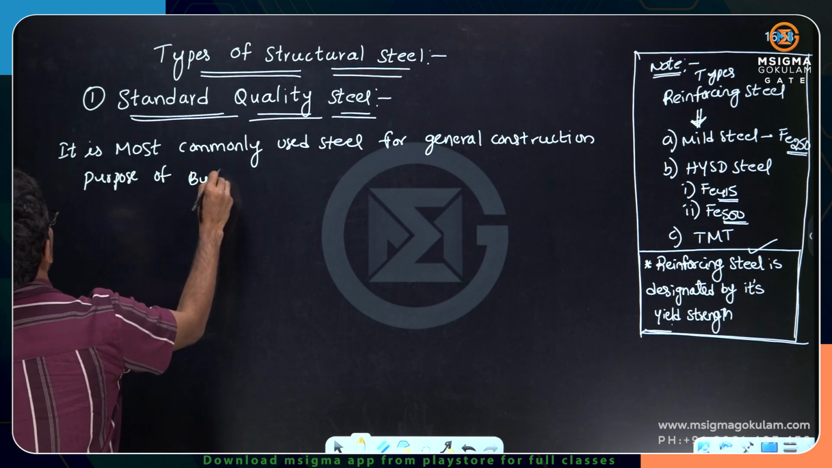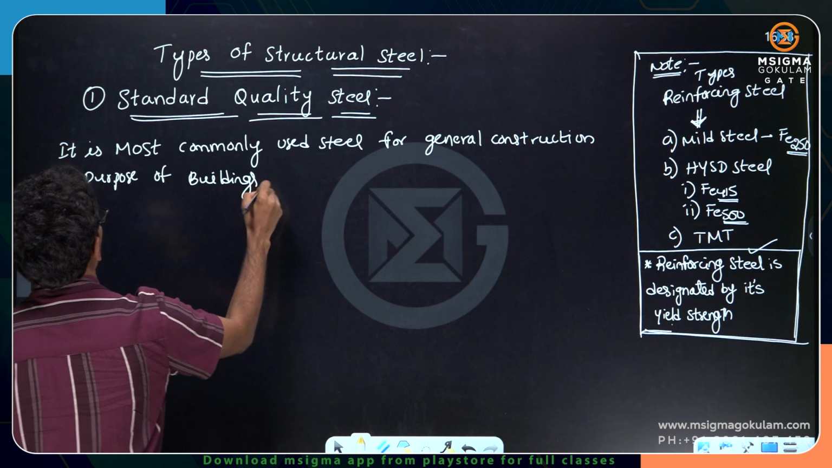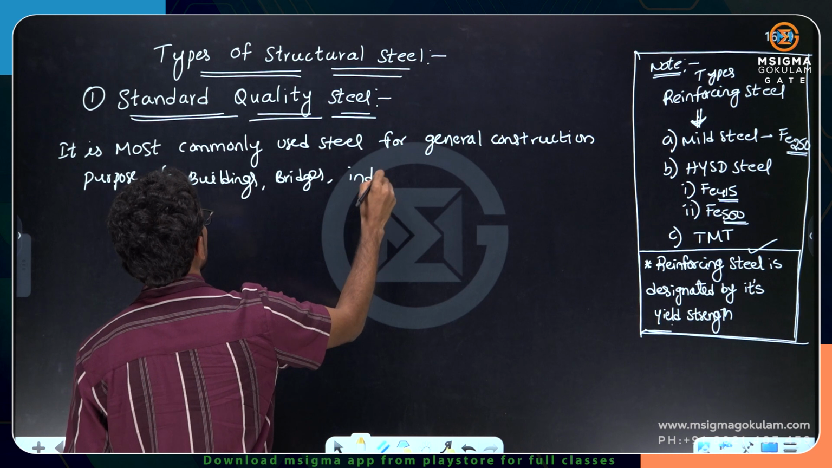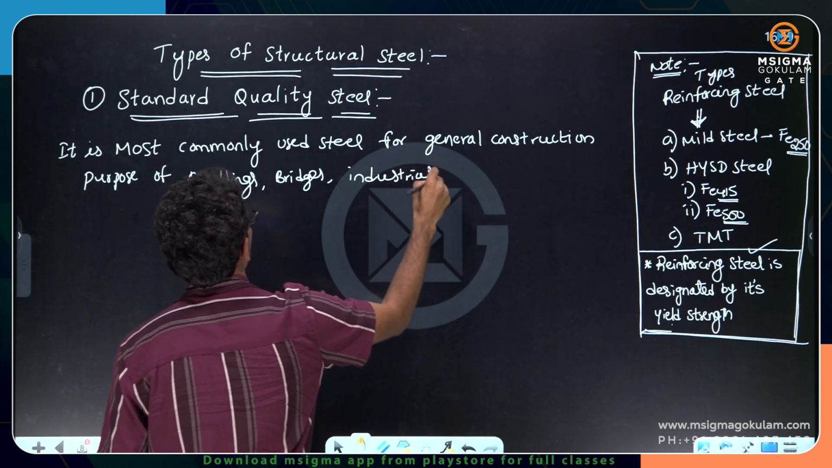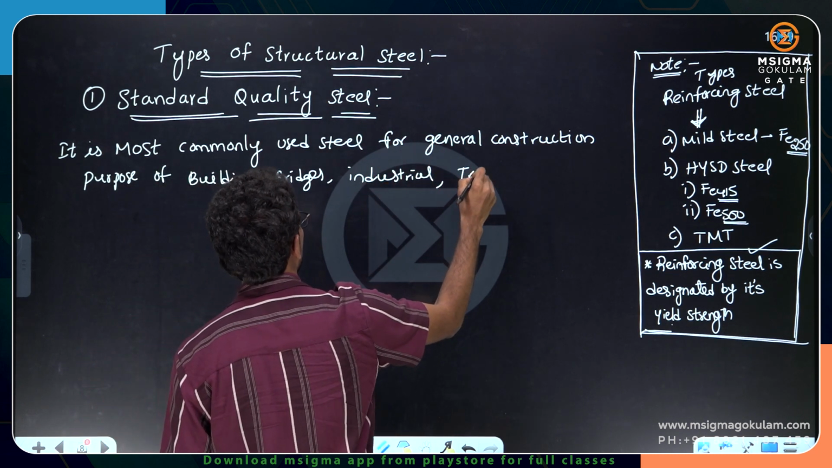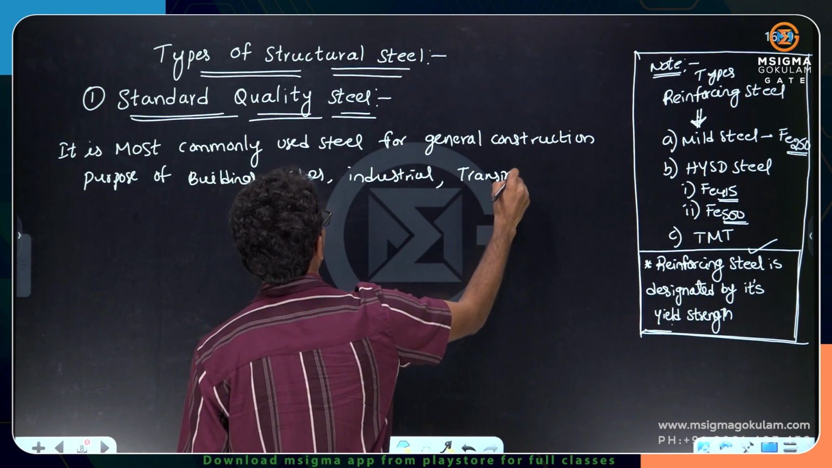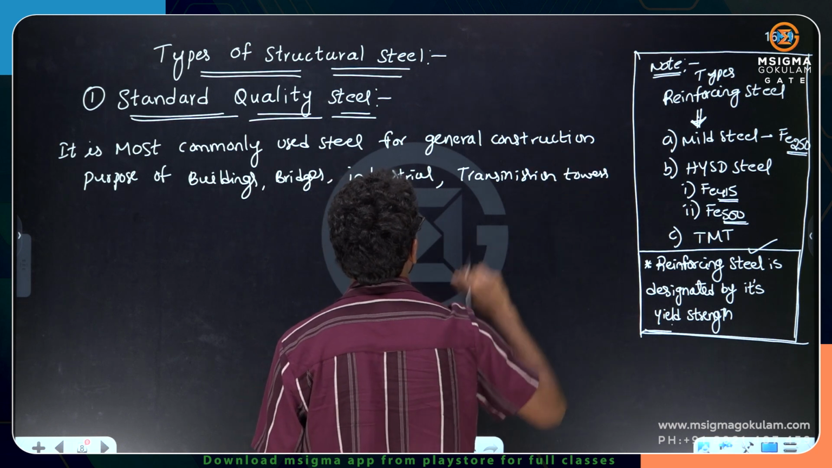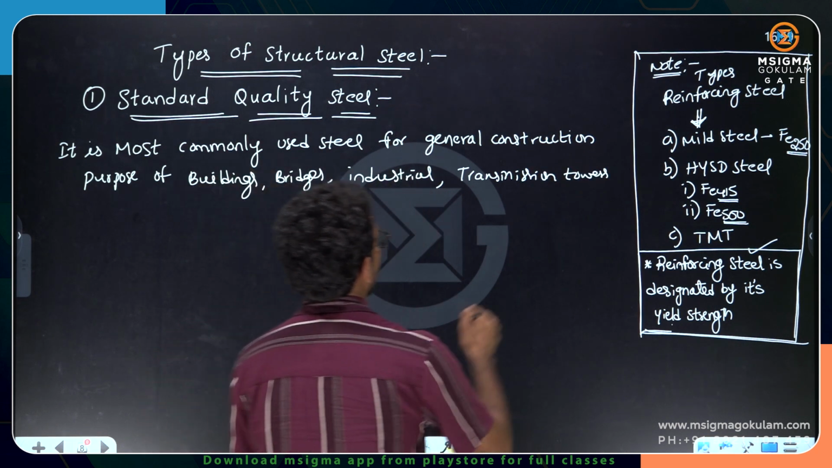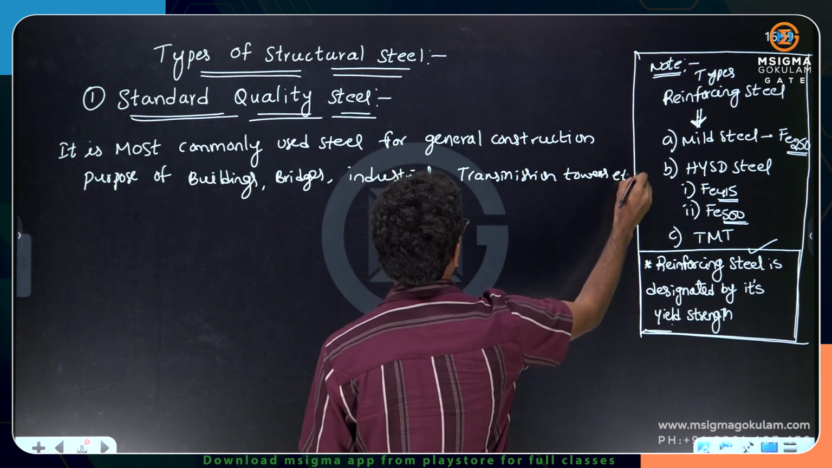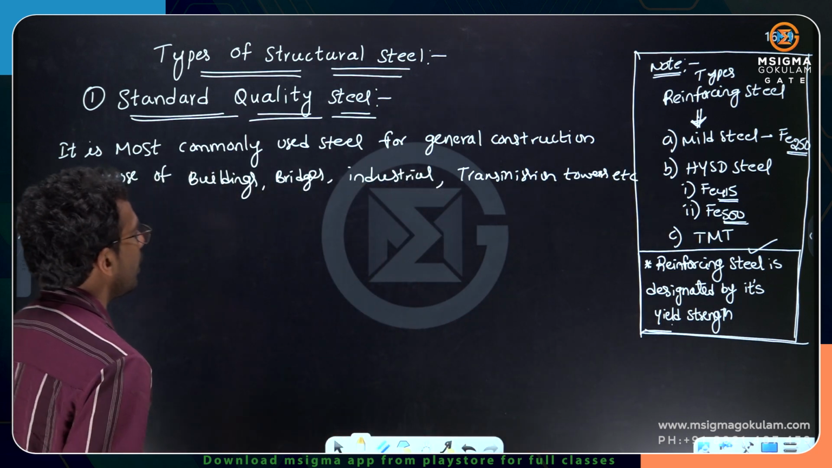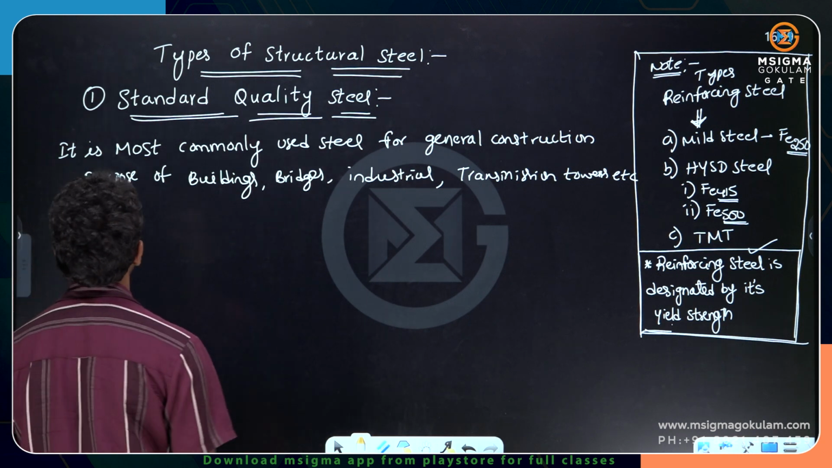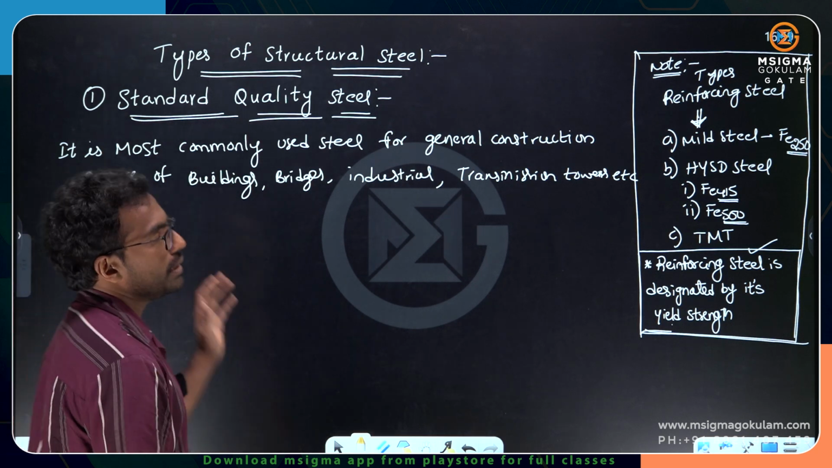buildings, bridges, industrial structures, transmission towers, signal towers, etc. So this is the very commonly used steel for all general construction purpose and specifically for bridges, industrial structures, transmission towers, etc. And how to designate this standard quality steel?